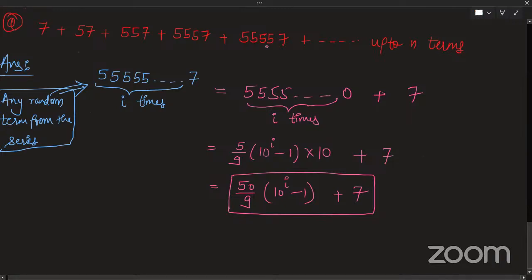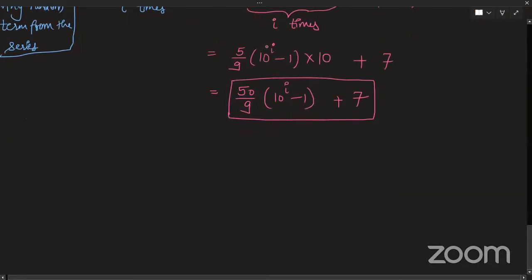Now don't ask me, sir, where 50 came from. 5 multiplied by 10 is 50, right? Yes. Okay, so everyone has got how we got this. See, what is happening is 5 is coming i times, and after that we have a 7. So I have written this as the sum of two terms. 5 is coming i times, then we have a 0 at last, and then plus 7. So this can be written as 5 by 9 into 10 raised to i minus 1. And since we have a 0 at the last, I will multiply it by 10, and then plus 7.